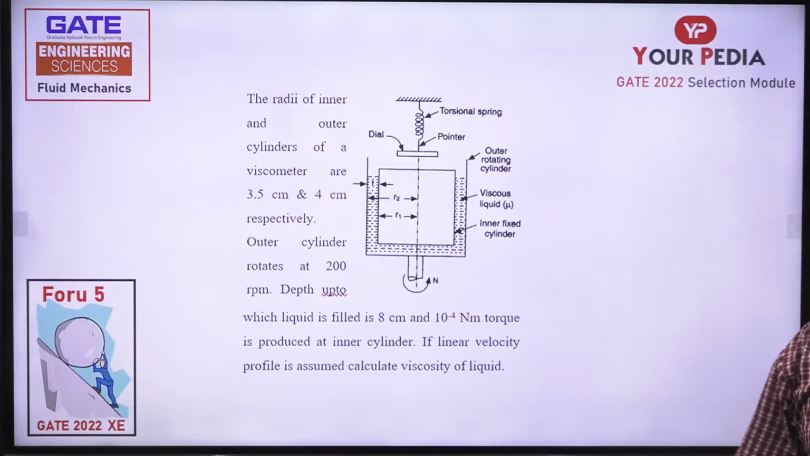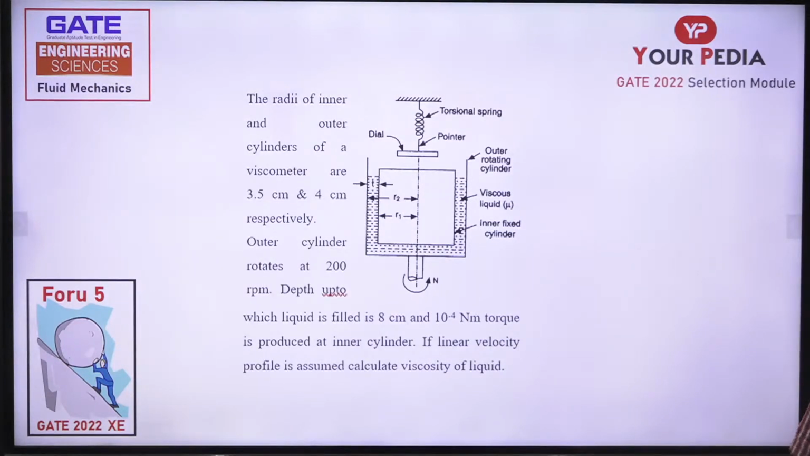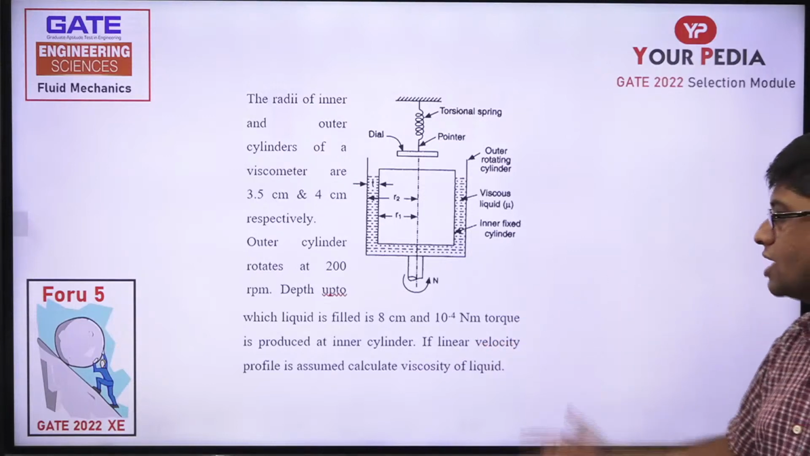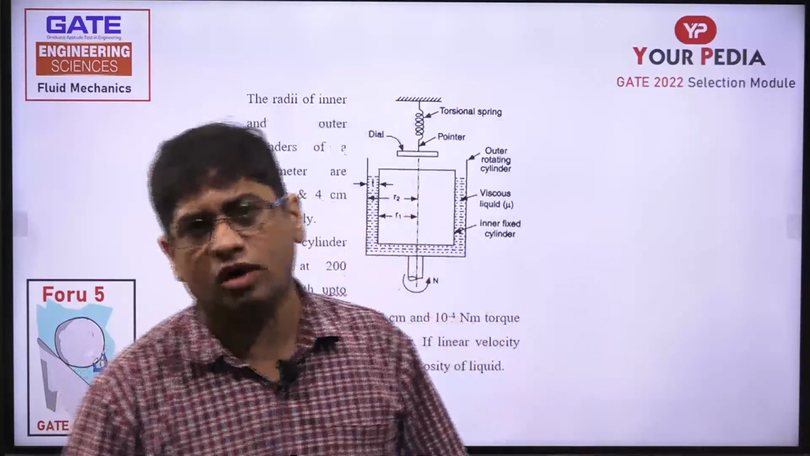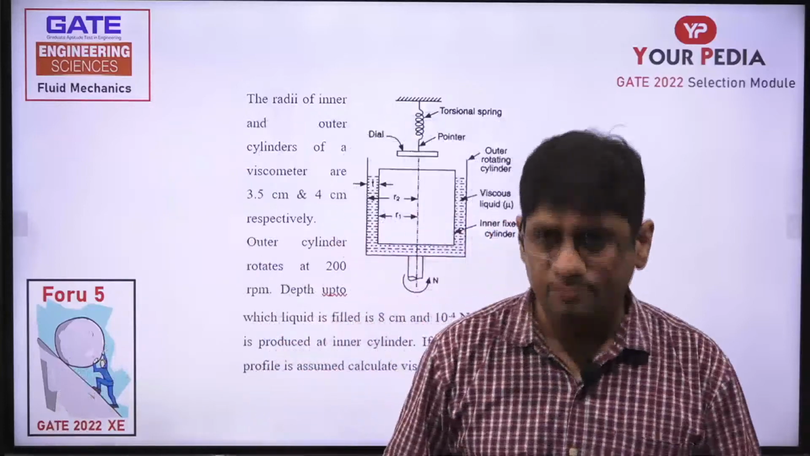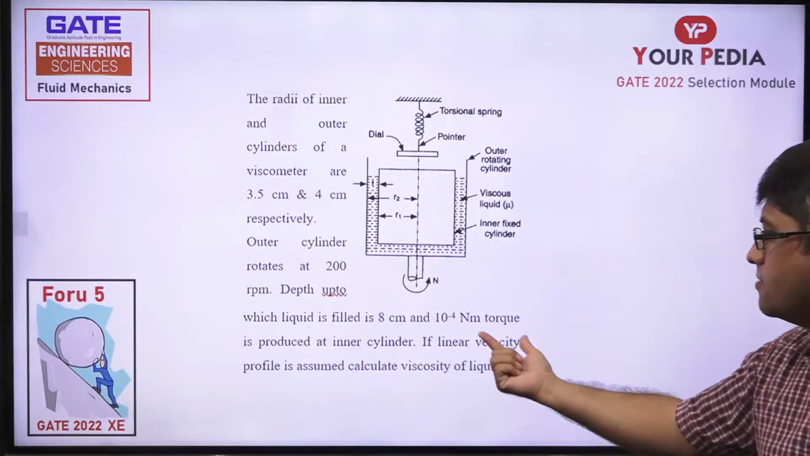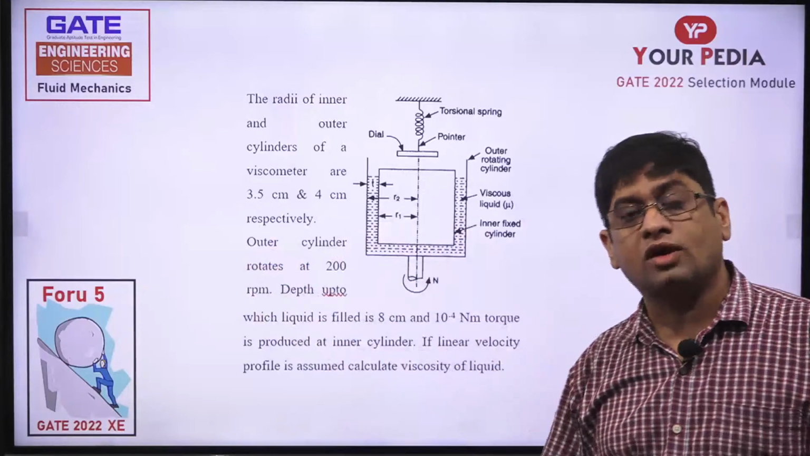Read this question, stop this video here, and try to see how you find the answer. How shall you approach? We are given the radii of the cylinders, the outer cylinder rotation, the liquid, and the torque produced at the inner cylinder. How shall we find it out? Any idea what torque is? Torque is force into distance. So where are you calculating the torque? Torque is calculated at the inner cylinder.